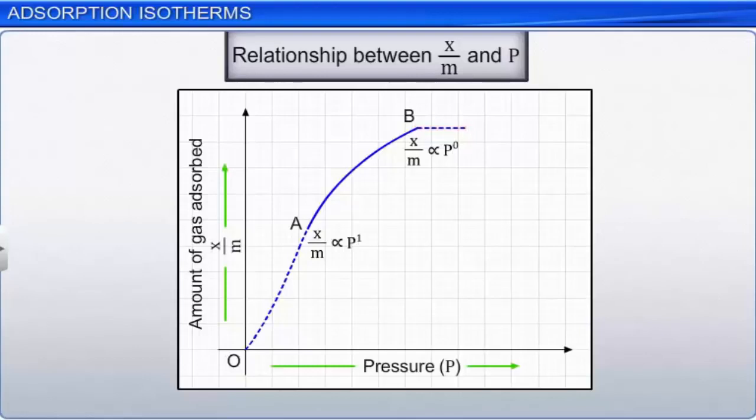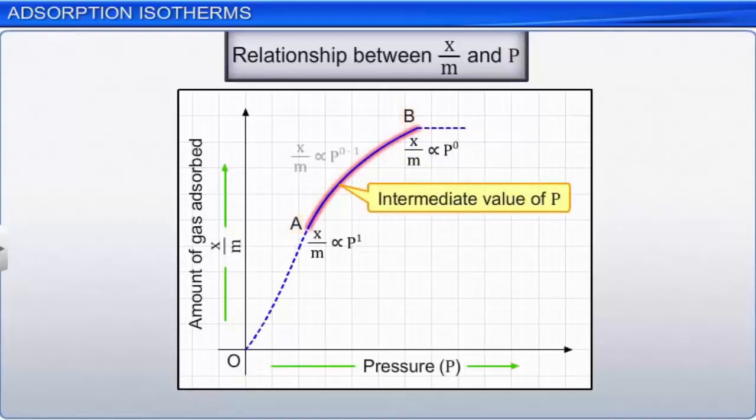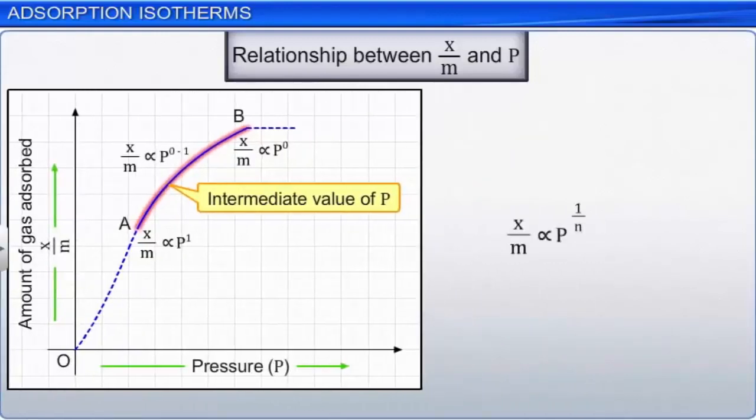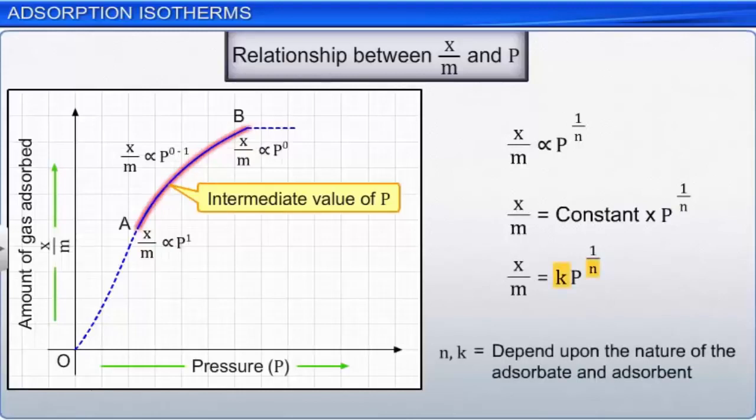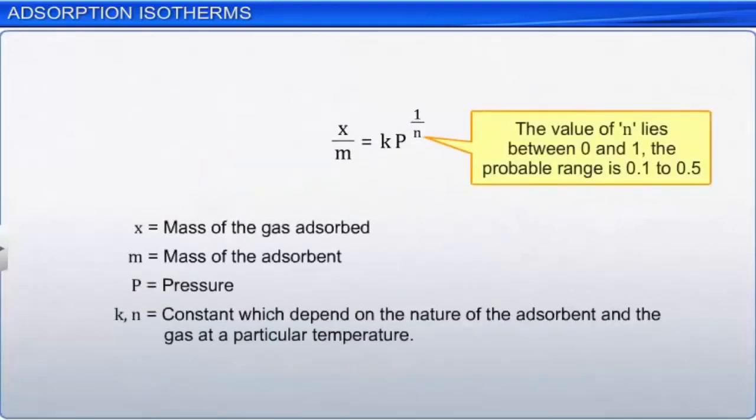Let's now look at part AB of the curve. For this part of the curve, x/m lies between P^0 and P^1. In other words, in the intermediate range of pressure, x/m depends upon P raised to the power of 1/n, where n is a positive integer. At a particular temperature, n and k depend upon the nature of the adsorbate and the adsorbent. Note here that 1/n has a value between 0 and 1, and the probable range is 0.1 to 0.5.